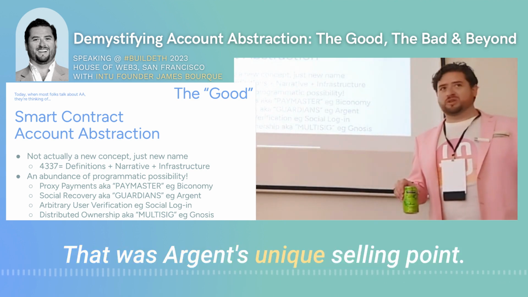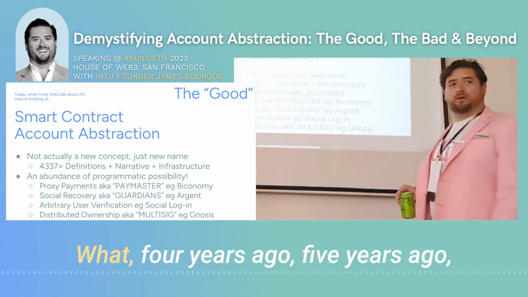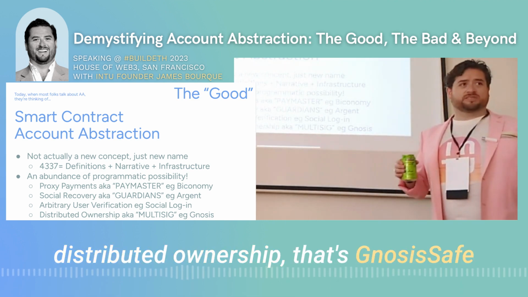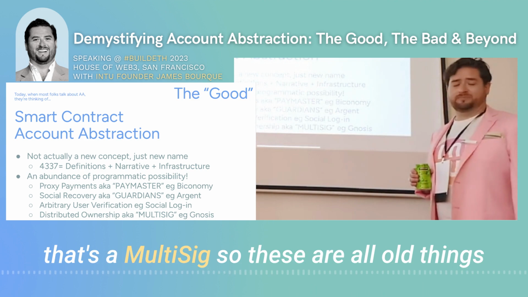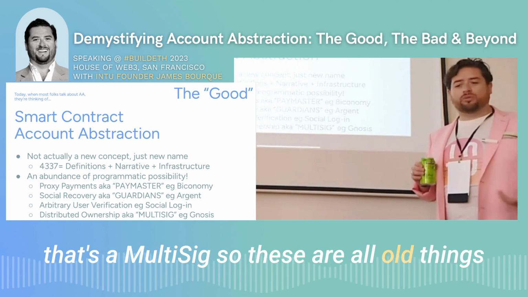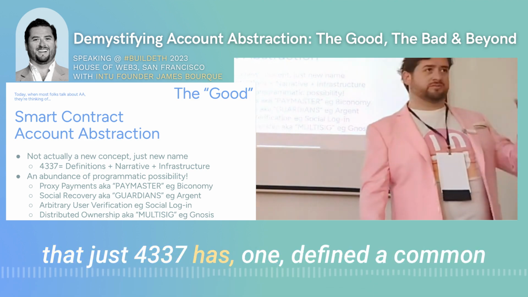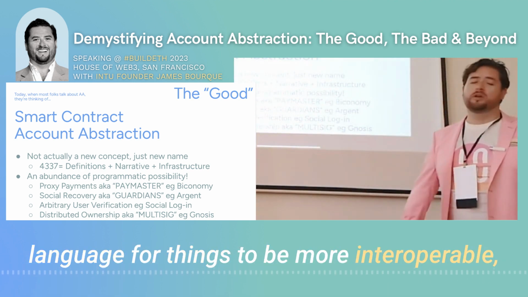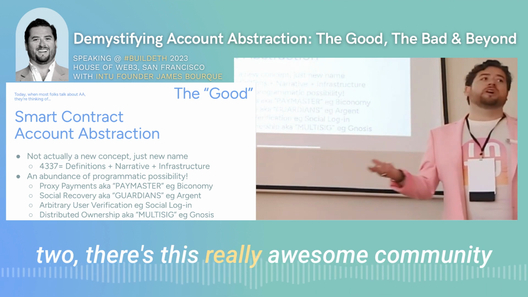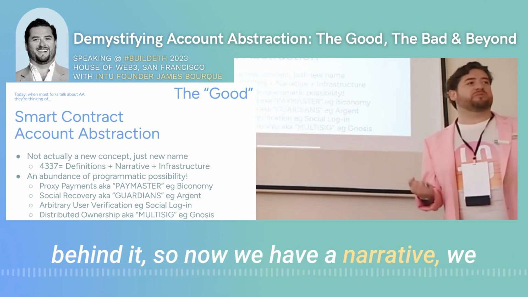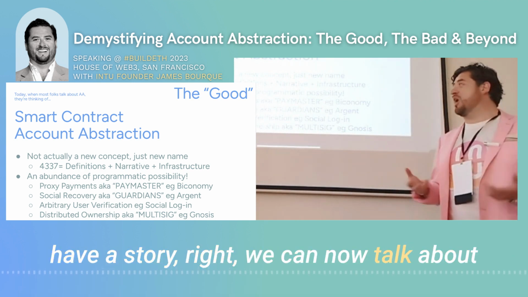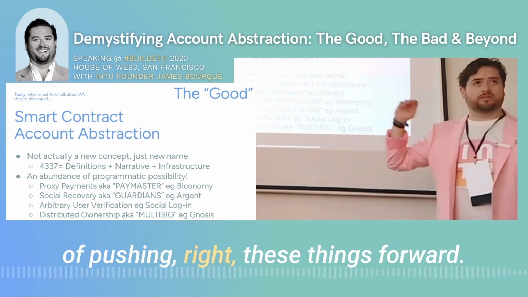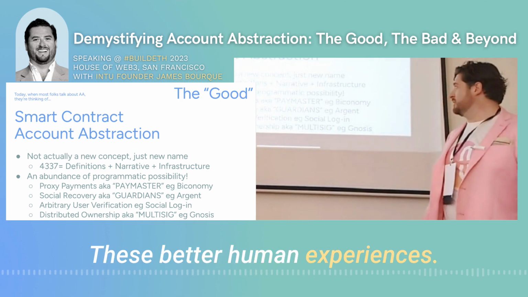That was Argent's unique selling point, 4 years ago, 5 years ago. Distributed ownership, that's Gnosis Safe. That's a multi-sig. So these are all old things that 4337 has, one, defined a common language for things to be more interoperable. Two, there's this really awesome community behind it. So now we have a narrative, we have a story, right? We can now talk about account abstraction holistically as a goal of pushing these better human experiences.